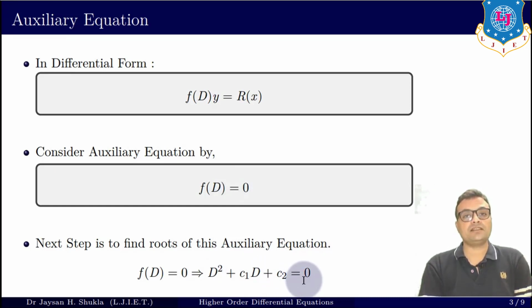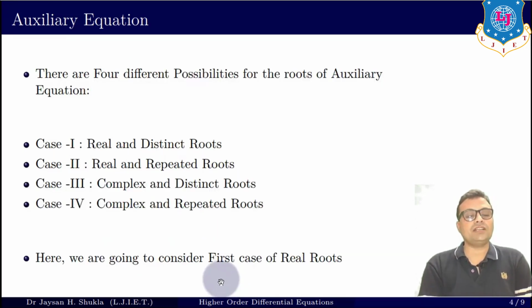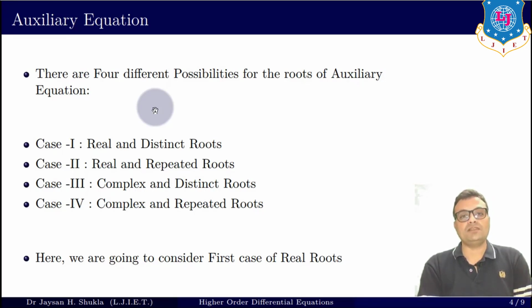This simply means that it is an equation in terms of capital D. You can treat this equation as a regular second order equation and you can factorize it accordingly. Now, if I factorize that second order equation, there are 4 possibilities for the roots. Depending upon these four possibilities, we are classifying our complementary function into these four classes.